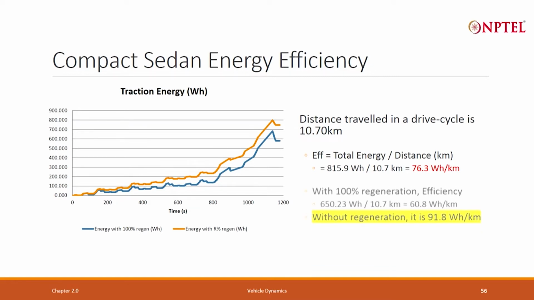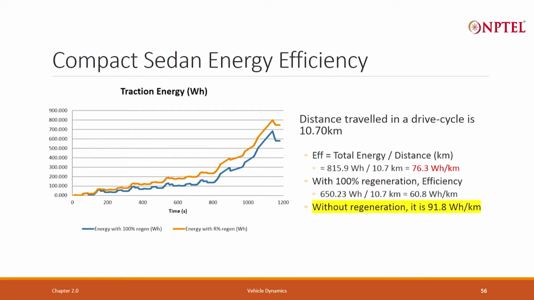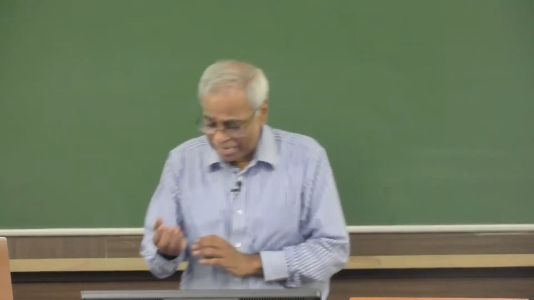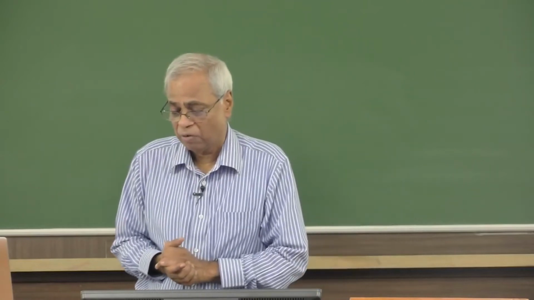And if I take the 100% regeneration, it only consumes 650, again not correct here, but I will double check these figures, 650 watt hour, and that comes to 60.8 watt hour per kilometer. Without regeneration it consumes 91. So, you can see 90, 76, 60. If I can get regeneration, I need a much smaller battery.